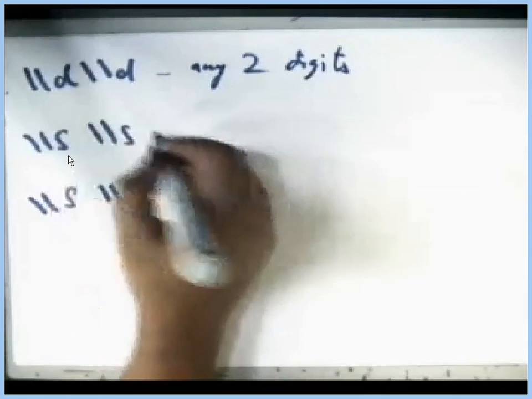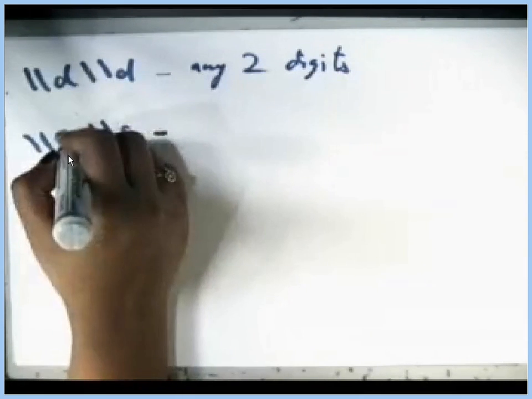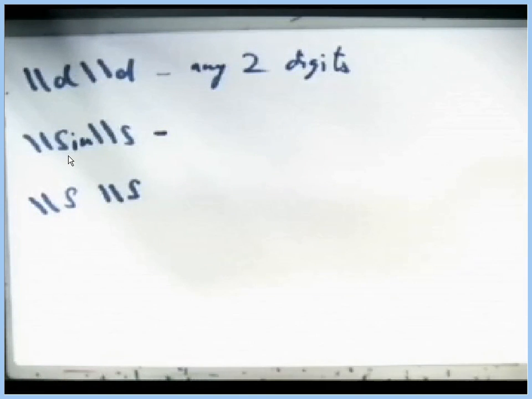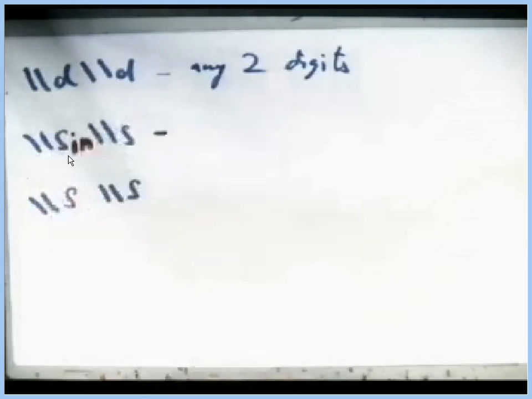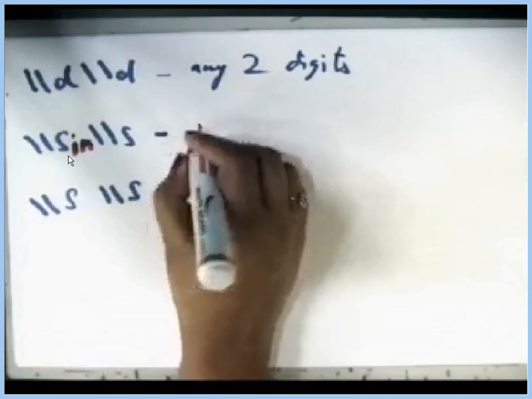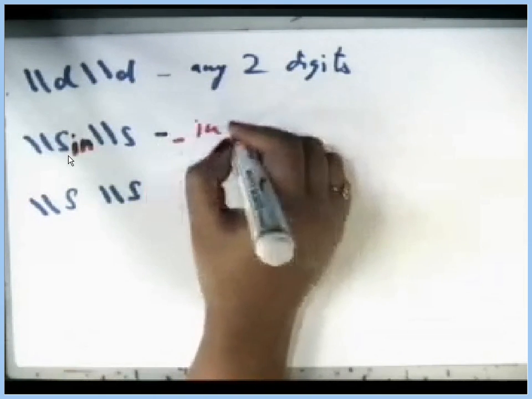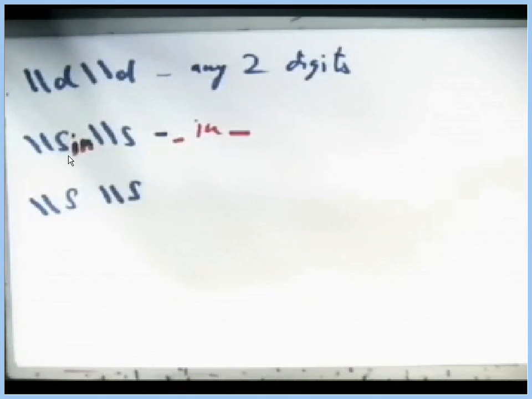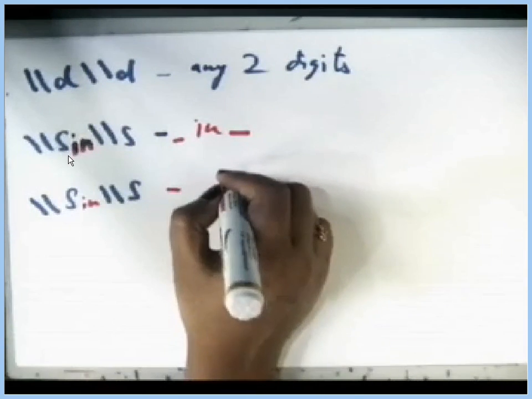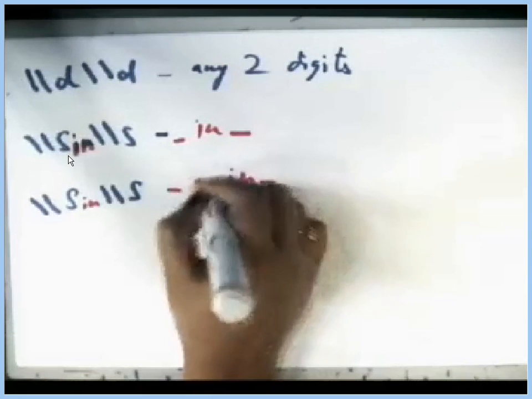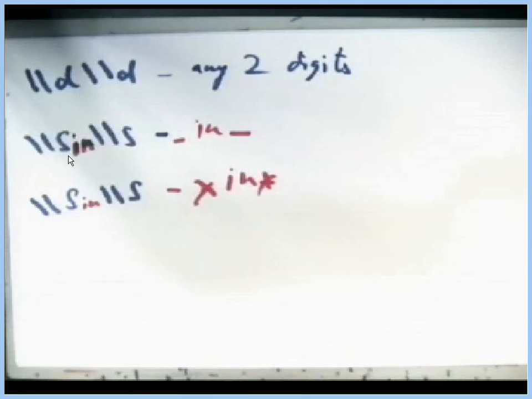If I write s, then IN, that means IN should have space before and after. s is for space. And capital S means no space. If I write capital S, then that means before IN and after IN there should not be any space characters. So these are also there.